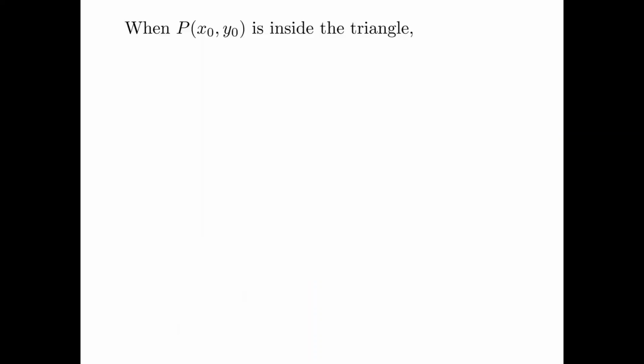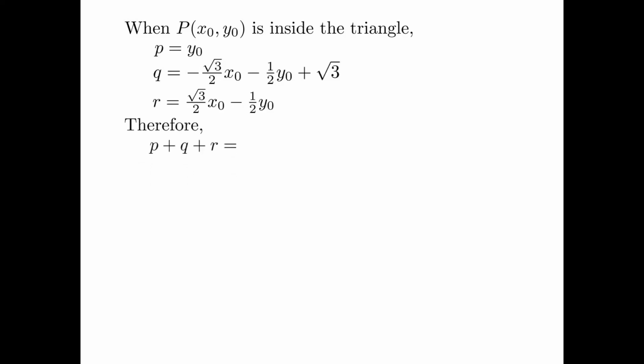Now, let's put everything together. When P is inside the triangle, we have the distance from P to BC, y0, the distance from P to CA is this quantity, positive, and the distance to AB is R, also positive. Summing up, we have P plus Q plus R equals this. Combine the like terms. You see the like terms for x0, positive and negative, cancel out. For y0, 1, negative 1/2, negative 1/2, also cancel out. So we end up with square root of 3.